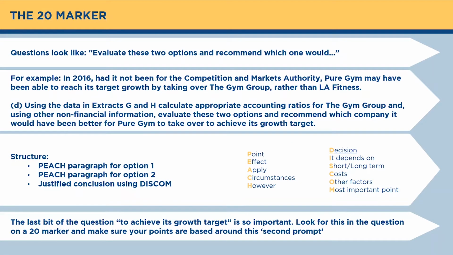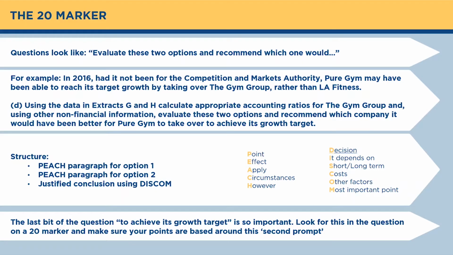So the 20 marker questions look something like this. Evaluate these 2 options and recommend which one would ... and that will link to the second prompt of the question. So the example that we're going to have a look at in this one is from the 2017 paper 3. And they usually start with a little tagline before the question itself. So in this case, it says, in 2016, had it not been for the Competition and Markets Authority, Pure Gym may have been able to reach its target growth by taking over the gym group rather than LA Fitness.